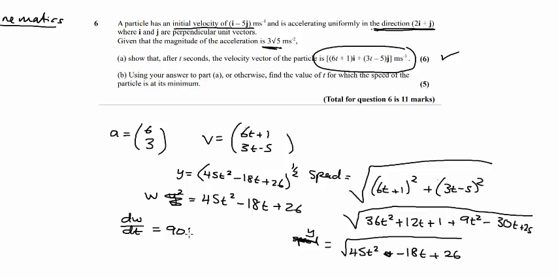So that'll be 90t minus 18. We want it when it equals 0. So when you rearrange it, what do you get? You get t equals 18 over 90, which is 1 over 5. So there you go, that's the answer.